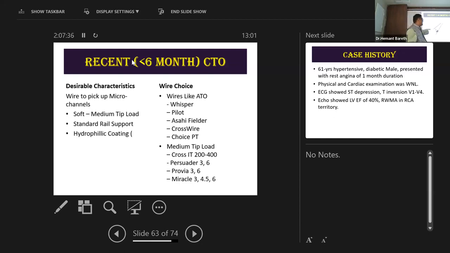So again, the wires can be the same: Whisper, Pilot. There was another very interesting wire, the Thermo Cross wire, which is now not available. But Fielder FC wire can again be used here because it can pick up micro channels. Another option is a medium tip load wire like Crosswire, which is a penetrating wire also, and can penetrate through the fibrous tissue and enter the micro channel. Persuader, Provia, and Miracle, all these types. Intermediate level Miracle wires, 3, 4, 5, and 6.